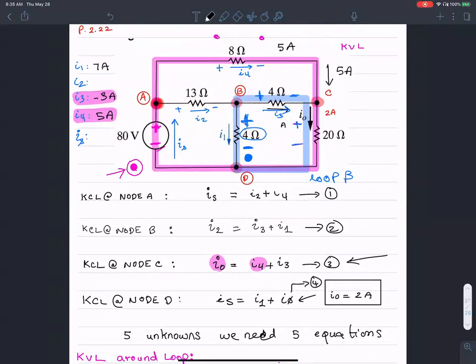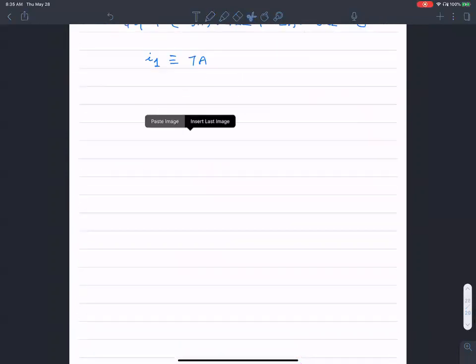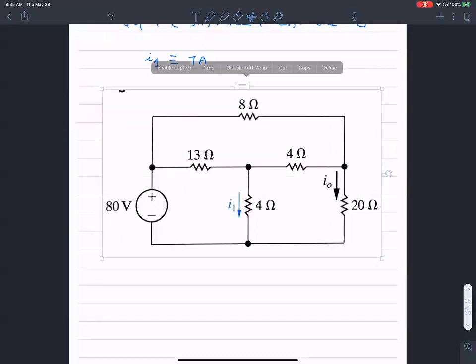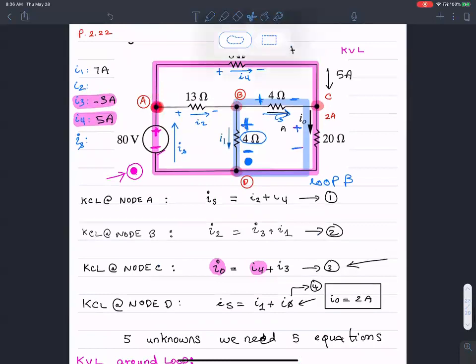Thank you. Now we only have two unknowns, I2 and IS. Okay, let's see if I can make another copy of the paste image. There you go. And let's duplicate what we already know here.